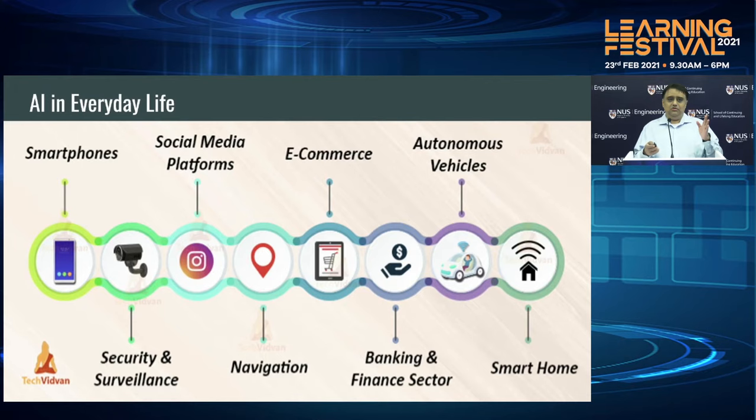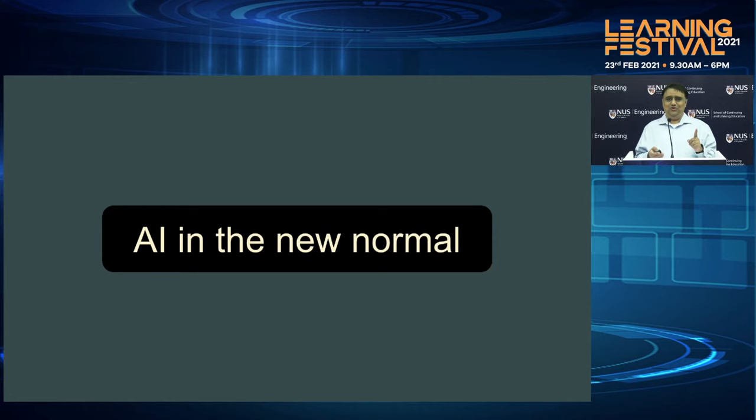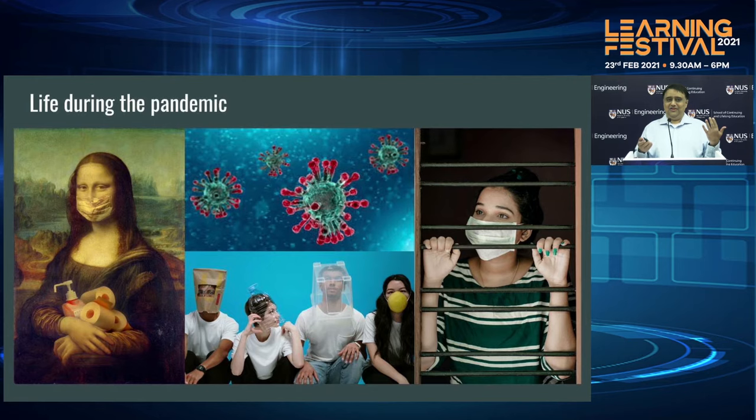So let me take a little bit of a twist on this. I'm going to say a little bit about AI in the new normal. What do I mean by this new normal? Well, we're all living life during the pandemic, right? So I thought it would be interesting to see what AI has done for us during the pandemic. So these pictures here, this woman on the right is exactly how I felt for a long time. I felt behind bars, right?